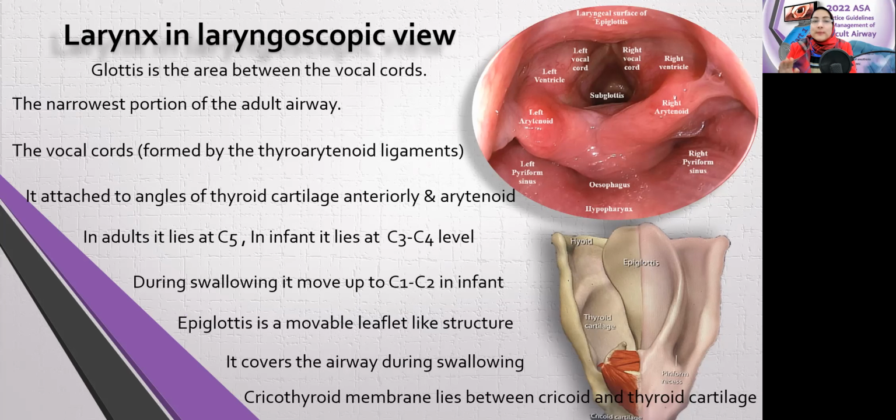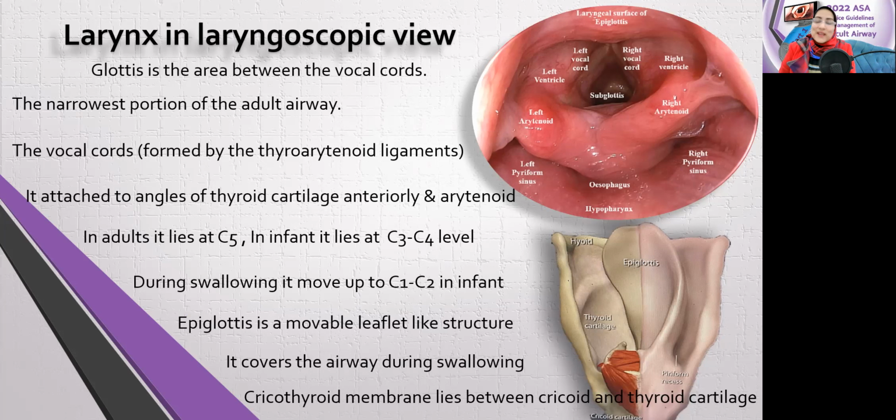Glottis is the area between the 2 vocal cords. It is the narrowest portion of the adult airway. Vocal cord is formed by the thyroarytenoid ligaments. It is attached to the angle of the thyroid cartilage anteriorly and the arytenoid posteriorly. In adults, it lies at the level of C6. In infants, it lies at the C3 to C4 level. During swallowing, it moves up to C1 and C2 in infants, not in adults.